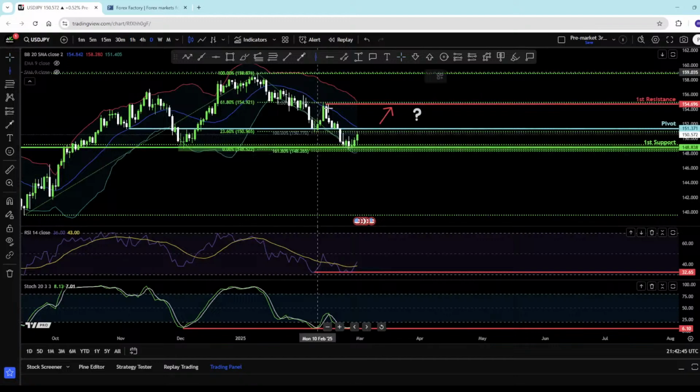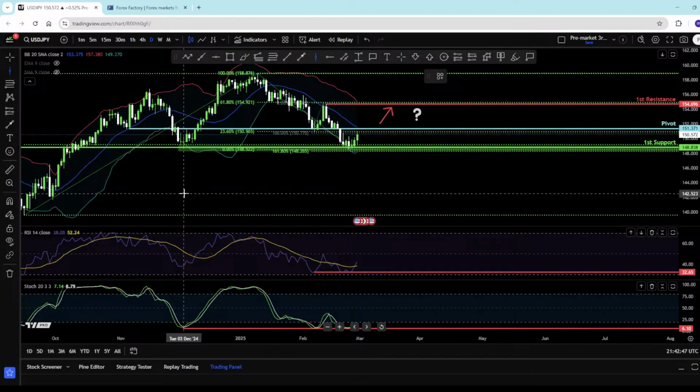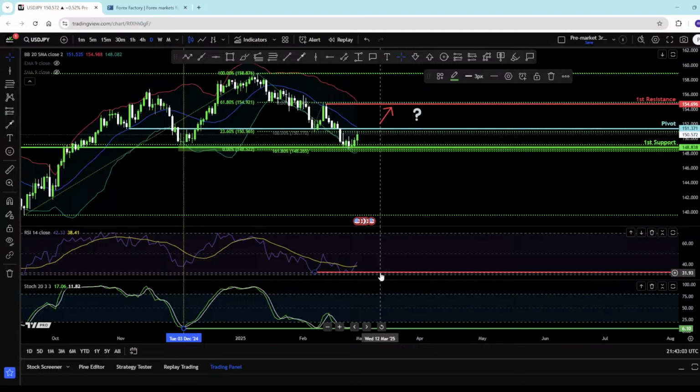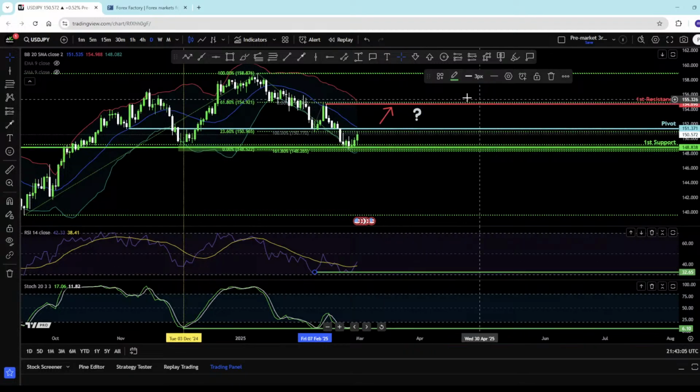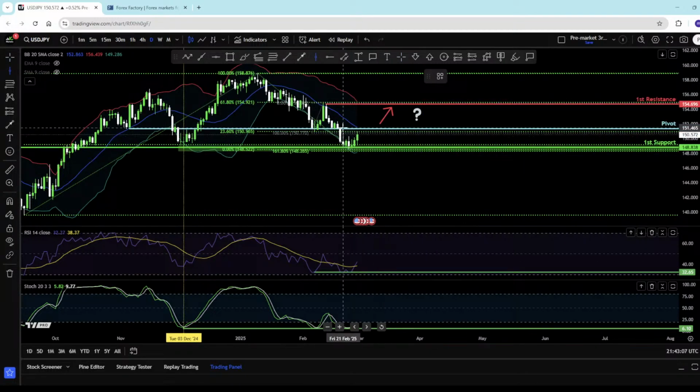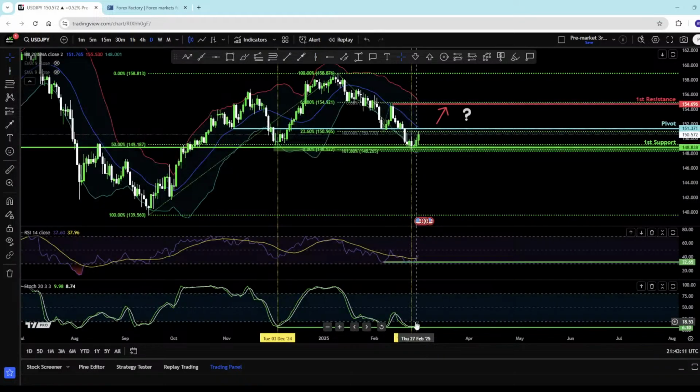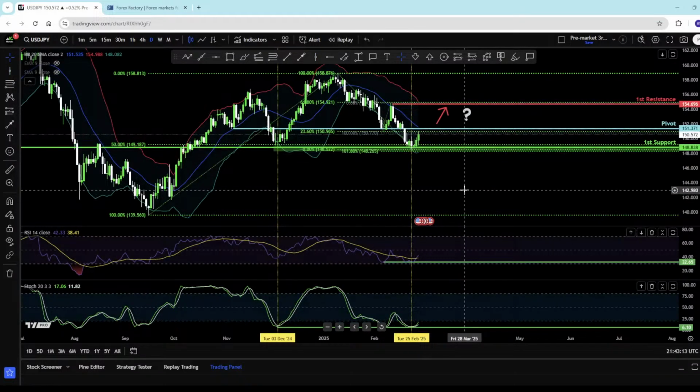Okay, so if you look at the recent price reversal over here, where I've placed that vertical line, you can see price reversed off the first support, but on our stochastic, it's also giving us that same signal. Okay, and so we're expecting it to happen again here, which it is already slightly happening.